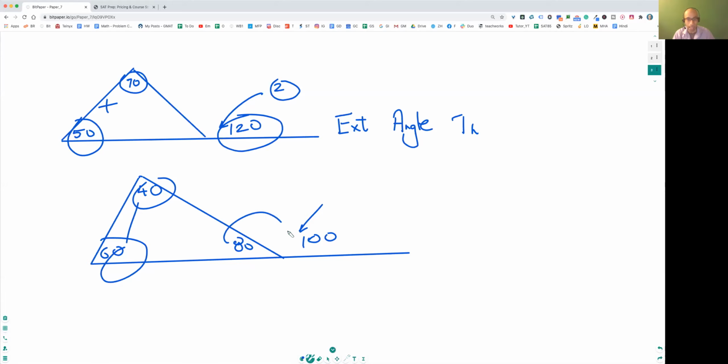This is 100. This is 80. Then you come back. So that's a shortcut. Remember, that's a very important step, okay?